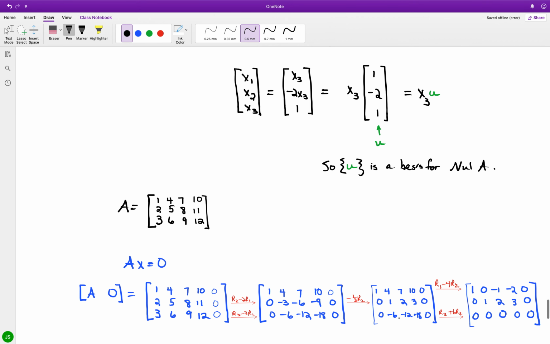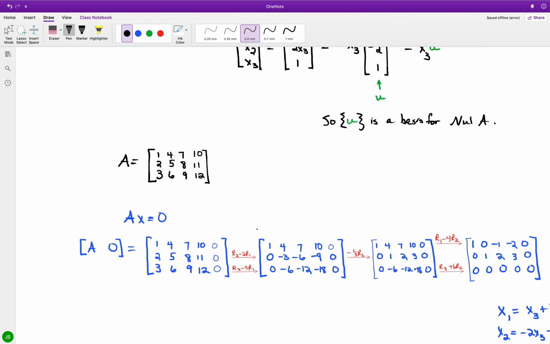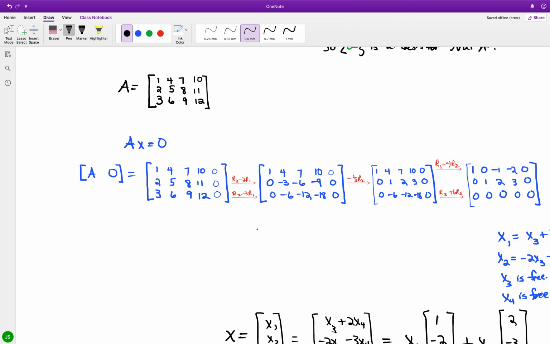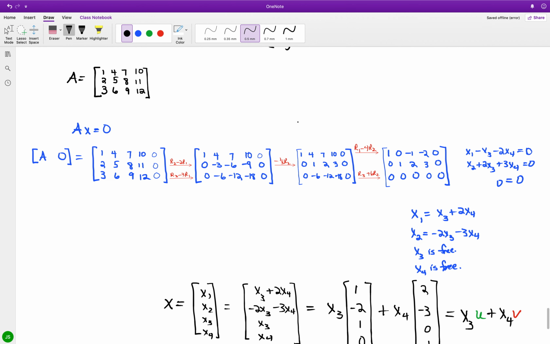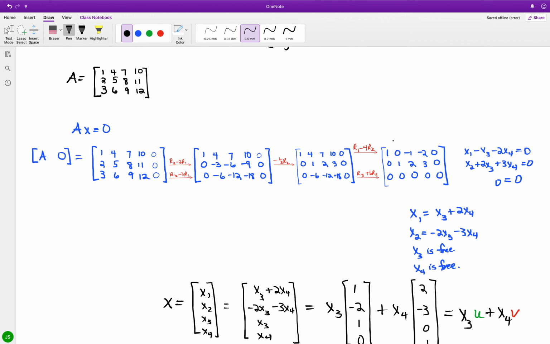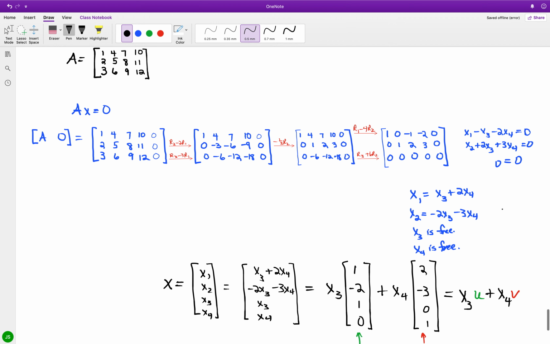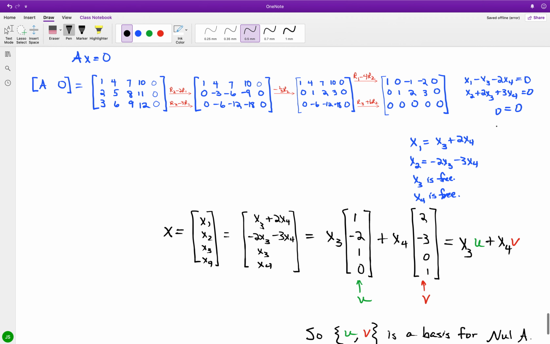Say I were to add a column to A with 10, 11, and 12. If I'm looking for a basis for the null space of this matrix A, going through very much the same steps, we have the solutions: x1 equal to x3 plus 2 times x4, x2 equal to -2 x3 minus 3 times x4, with x3 and x4 as free variables.